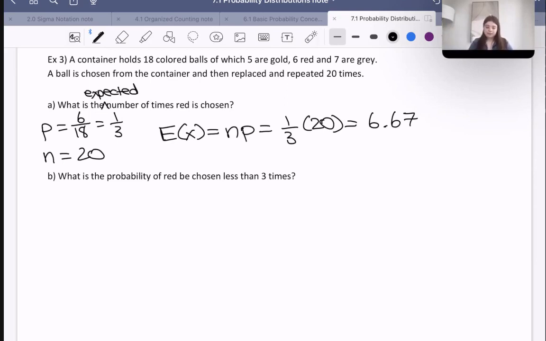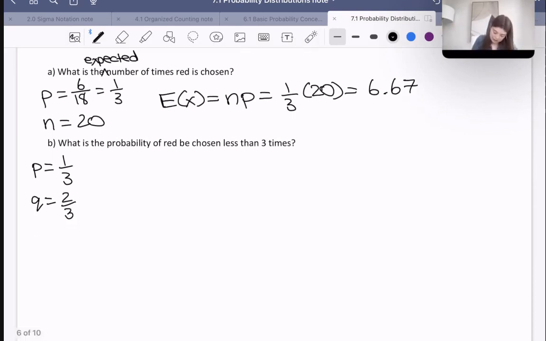Okay. The next one asks, what is the probability of a red to be chosen less than 3 times? So what does that mean? That means the red would have to be chosen either exactly 0 times, exactly once, or exactly twice, right? So what do we know? We know that the probability of a win is a third, right? A third of the times we're going to pull out a red. Q is going to be 2/3, and n is going to be 20.